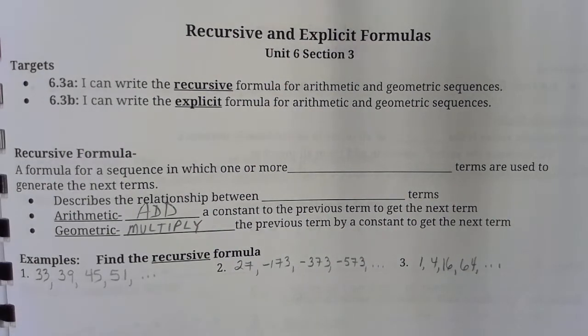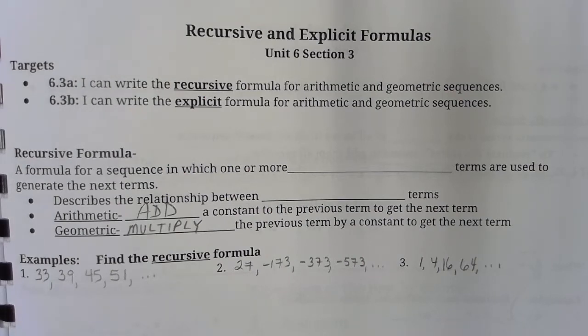Okay, so the last section of Unit 6 that we're going to look at is recursive and explicit formulas. This shouldn't be too terribly overwhelming because we've already talked about arithmetic and geometric sequences. So today we're just looking at, well, if I'm given the sequence, how can I write the formula for it? And then there's two different ways that we can write those formulas. So our goals are to be able to write them both.